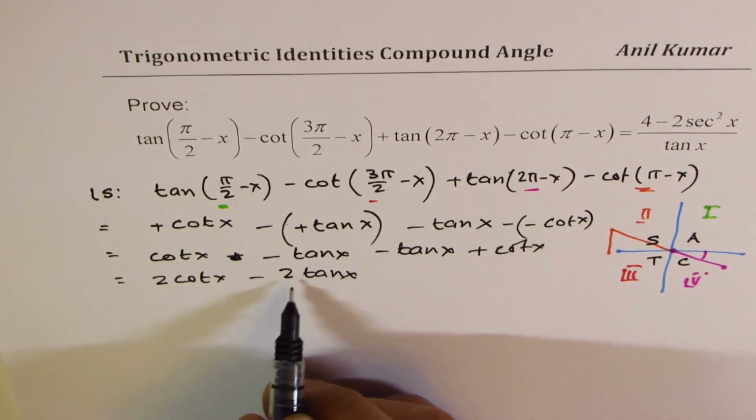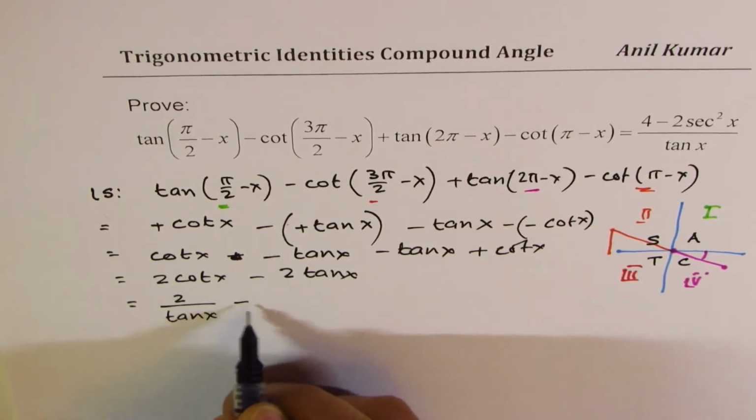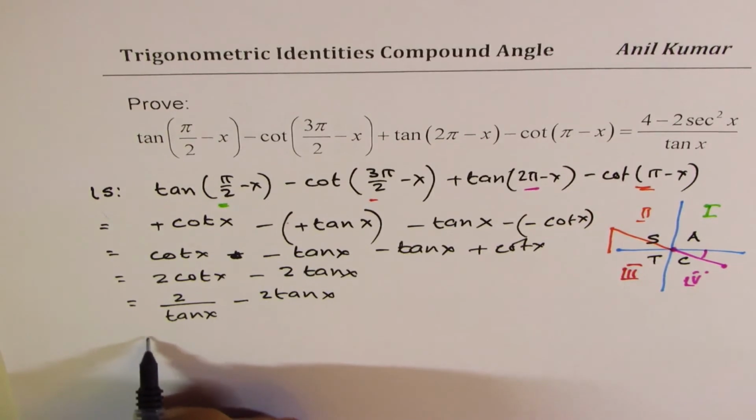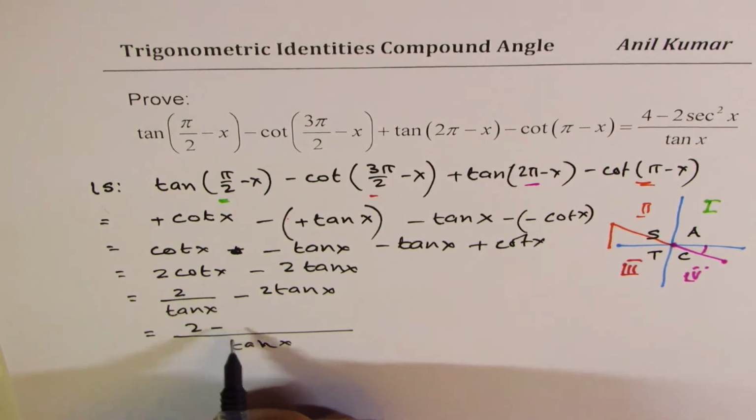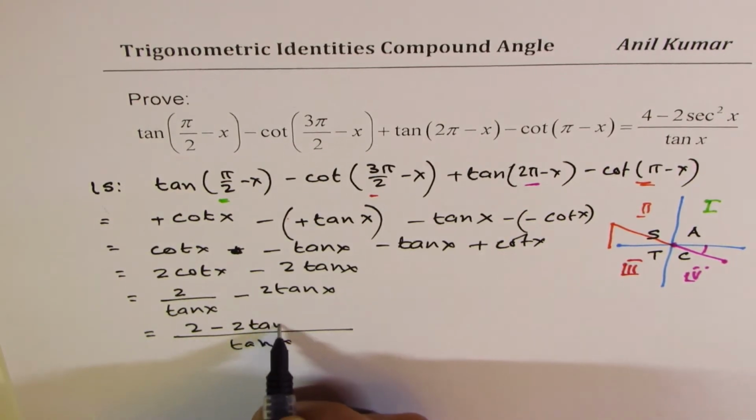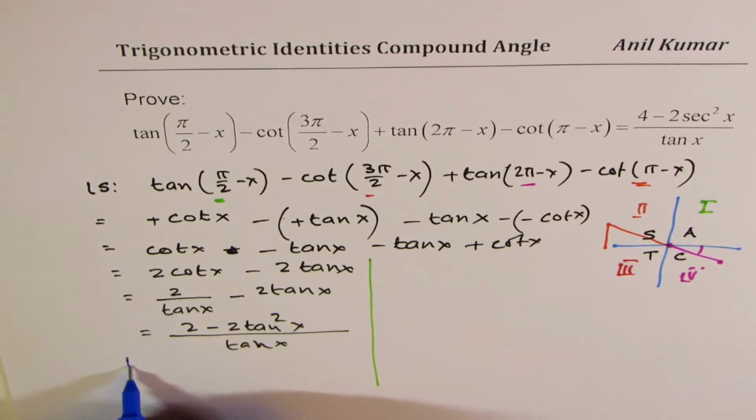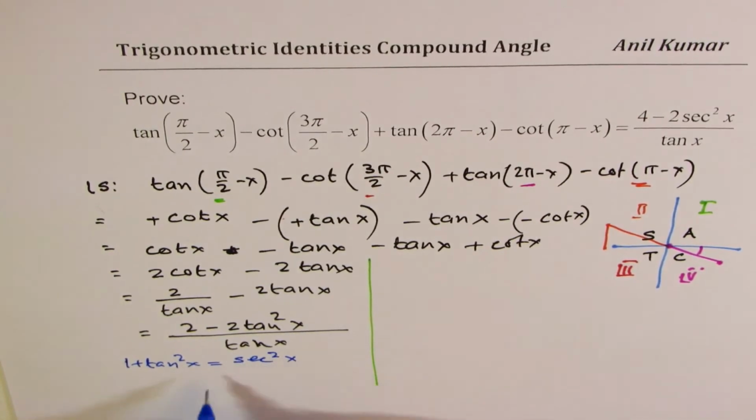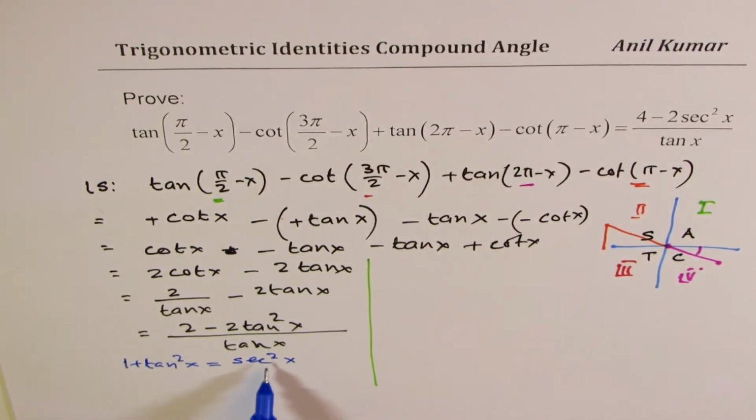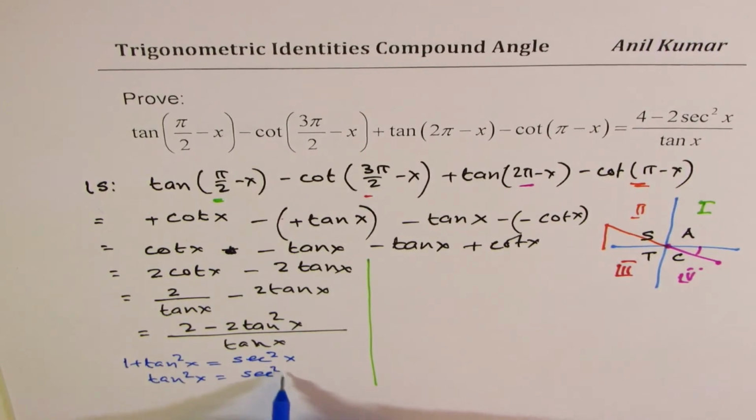Now, cot x could be written as 1 over tan x, correct? Minus 2 tan x. And we could take tan x as common denominator. So we get 2 minus 2 tan square x. And let me take it on this side to further continue. We know 1 plus tan square x is equal to secant square x, correct? So for tan square x, we could write secant square x minus 1. So tan square x is secant square x minus 1.